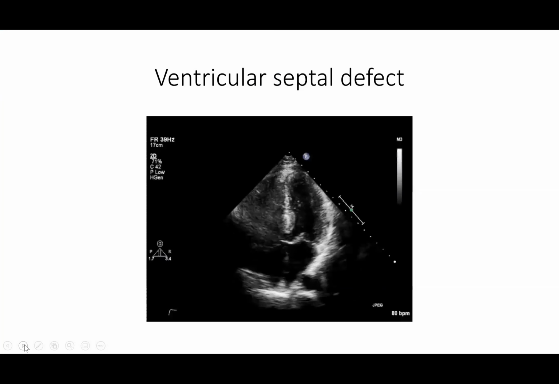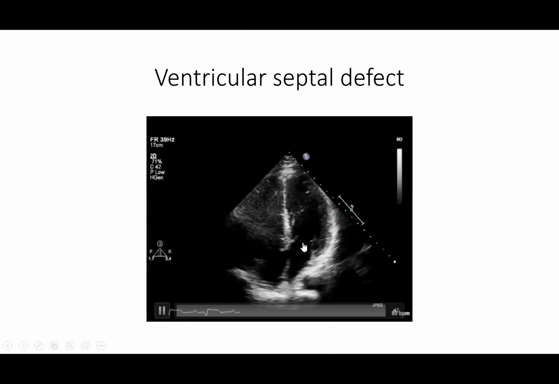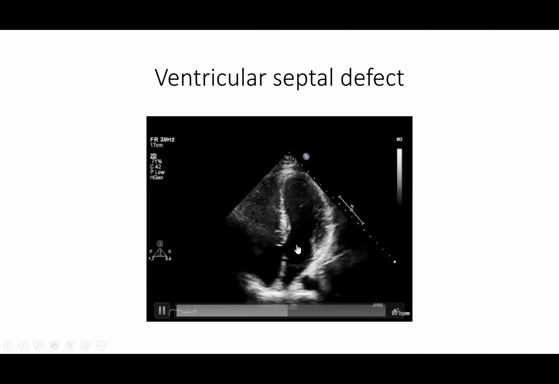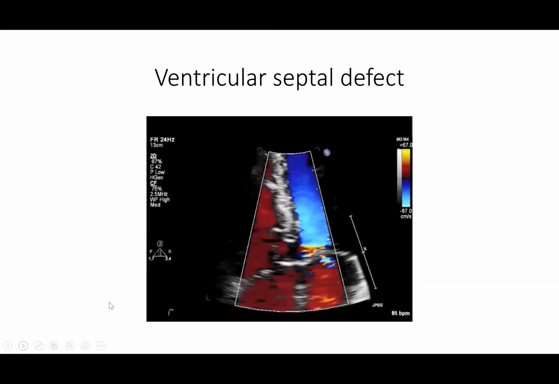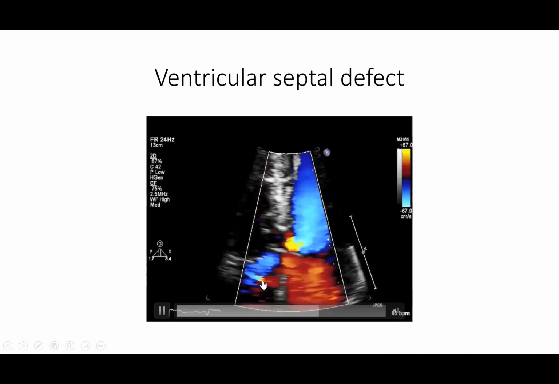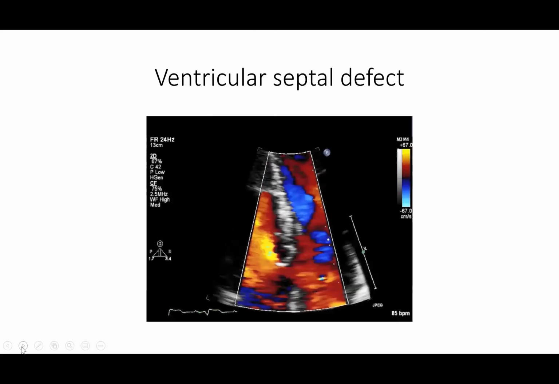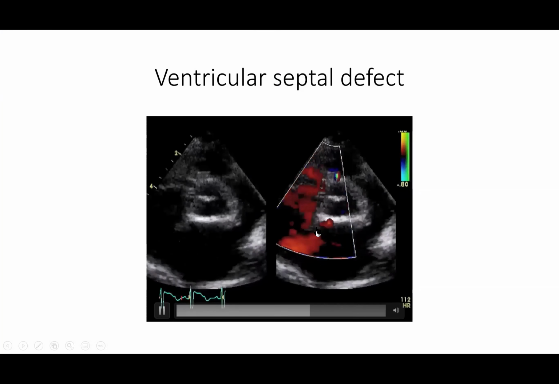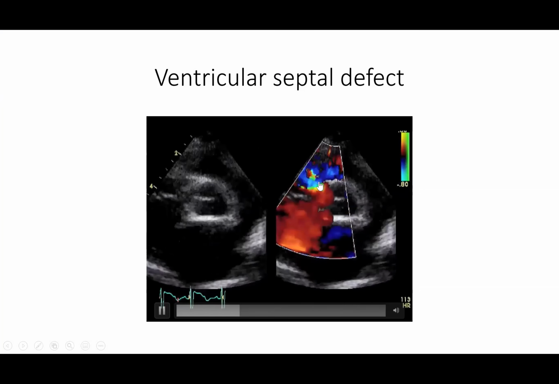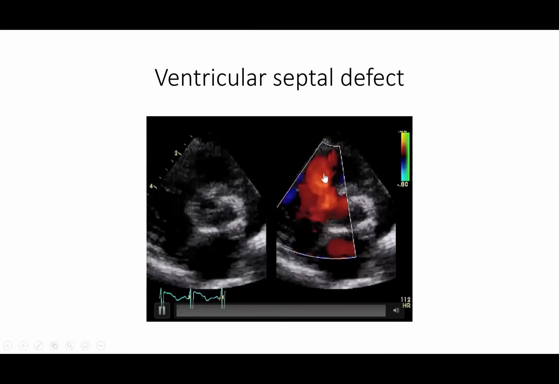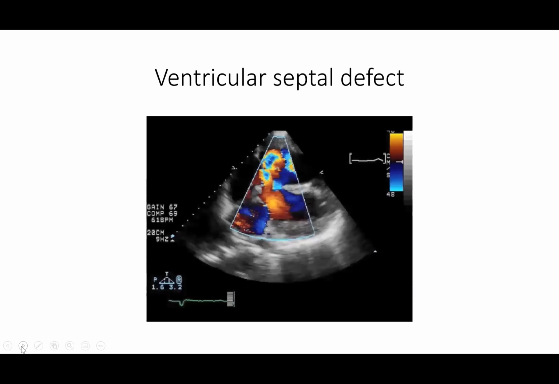So this is an AV canal defect because there's a deficiency in the membranous part here and also here. Now you can see a flow here, and there's also a flow here. This is another VSD. The defect is here, and that is the flow. This is also a VSD, the flow going across left to right.